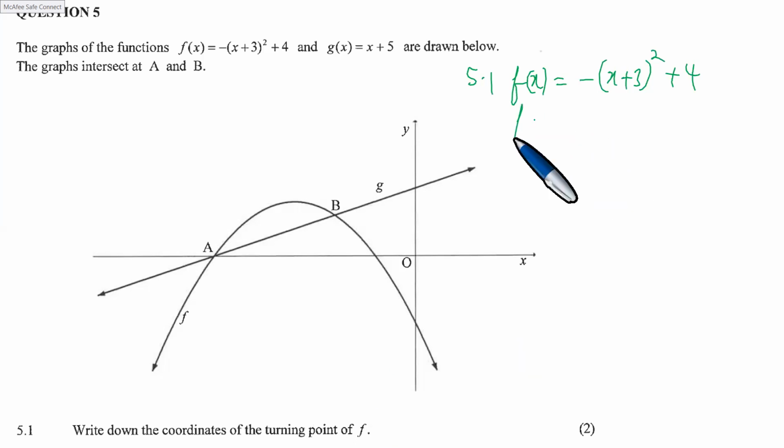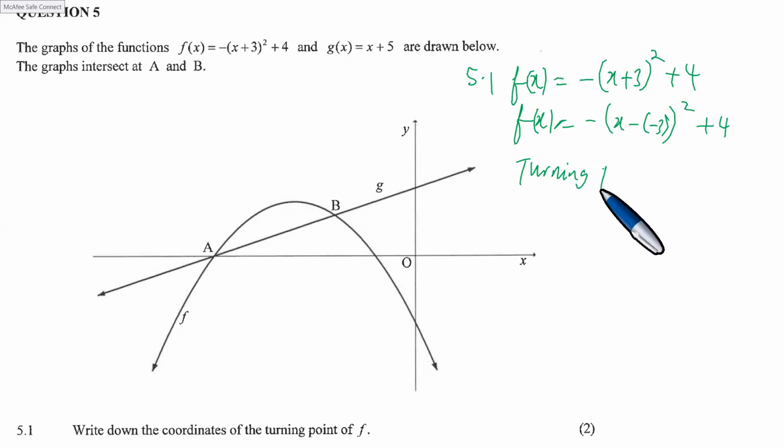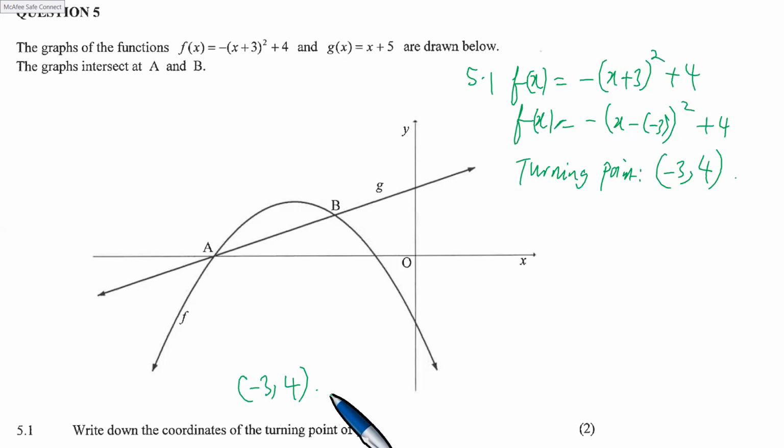So the coordinates of the turning point of f are already seen from this form, which is minus (x minus minus 3) squared plus 4. The turning point will have to be minus 3. You must put minus minus and then the number that sits here, which is exactly 4. What are the coordinates of the turning point here? They are exactly minus 3 and 4. And that is the answer. Okay, so we go on. Next question.